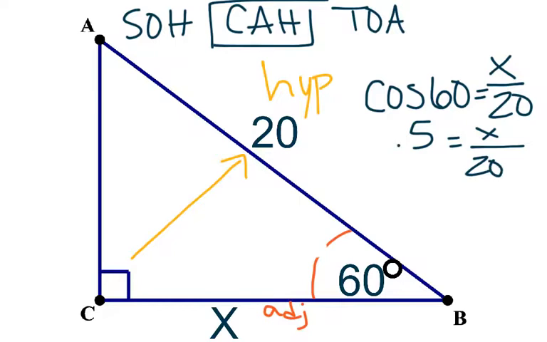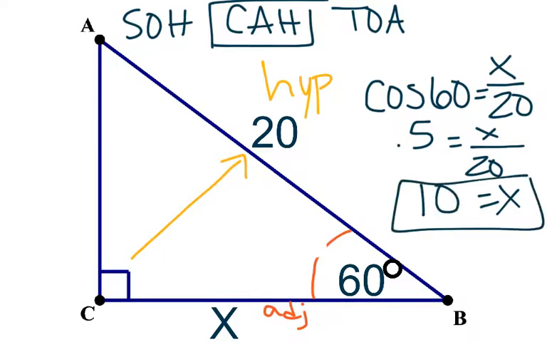And then remember that we're just trying to get x by itself. So the only way to get rid of dividing by 20 is to multiply both sides by 20. And so, oh, I just did that wrong. That's completely wrong. I did that in my head. That's embarrassing. Let's try that again. 20 times 0.5 is 10. There we go. Alright, so that adjacent side that was missing is 10.